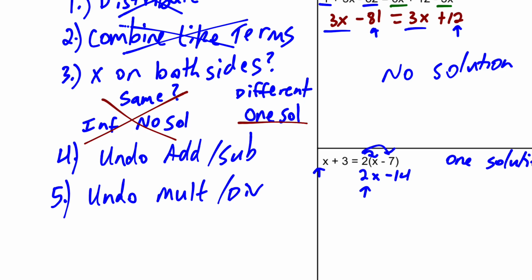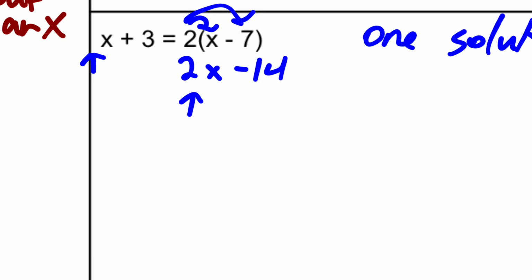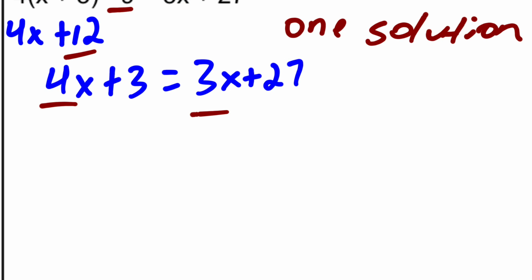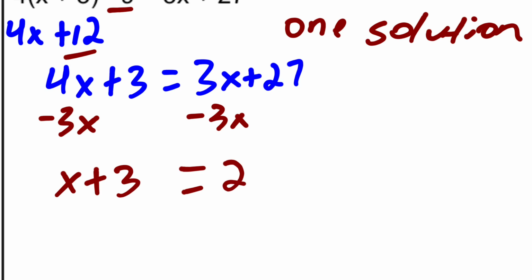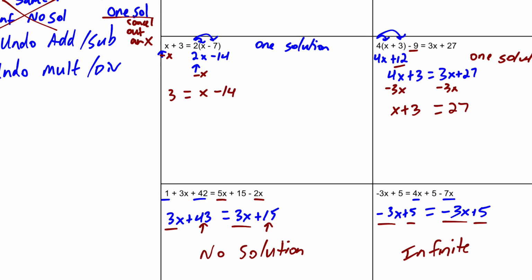If there's one solution, then we need to cancel out an x. So for example here, I could do minus x on both sides. And this gives me 3 is equal to x minus 14. I'll do the same thing here, but this time I'll do minus 3x. And I'll get x plus 3 is equal to 27. Now it's a two-step equation, or maybe even less. These both look like one step.